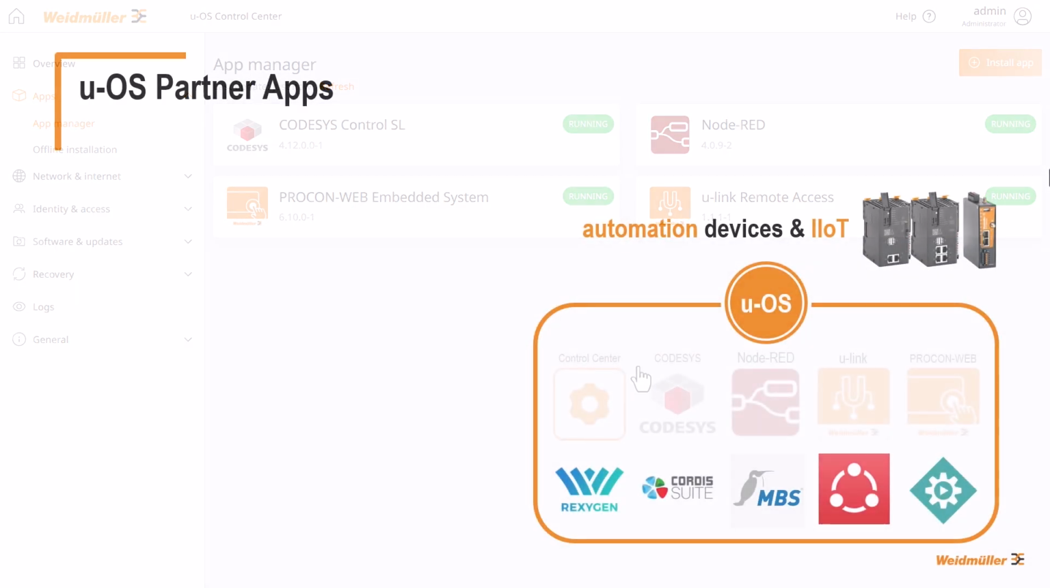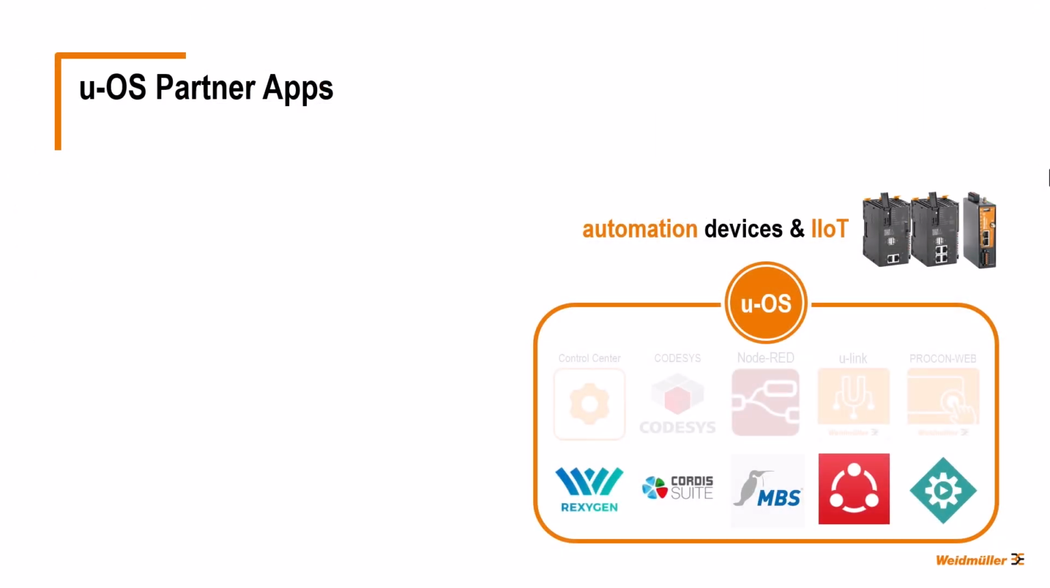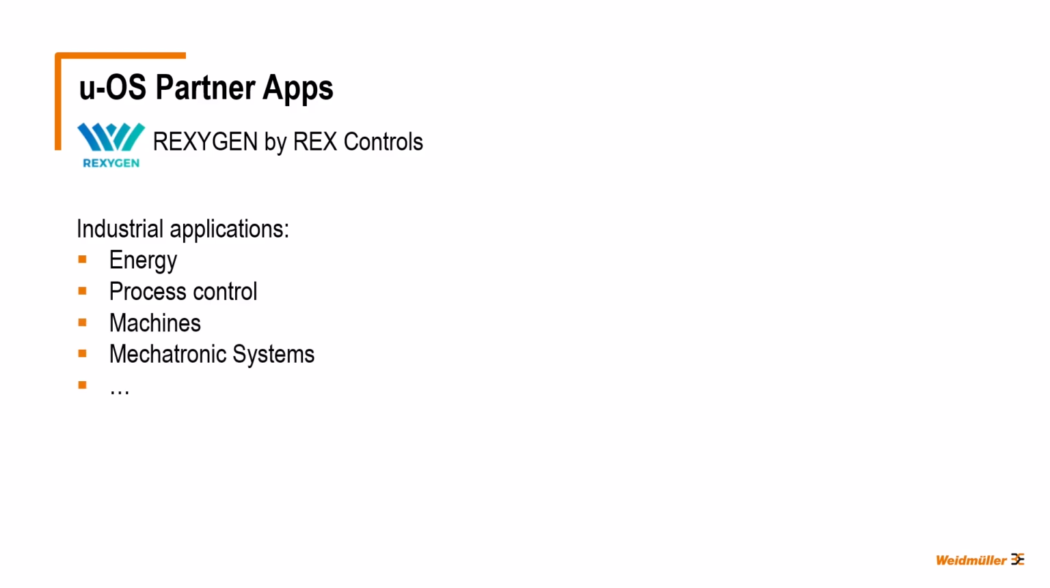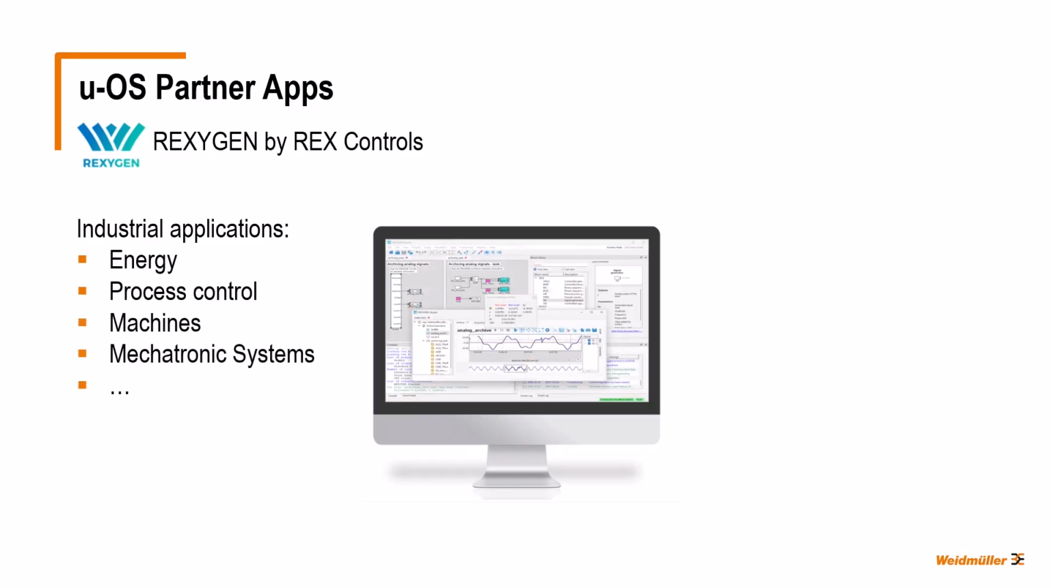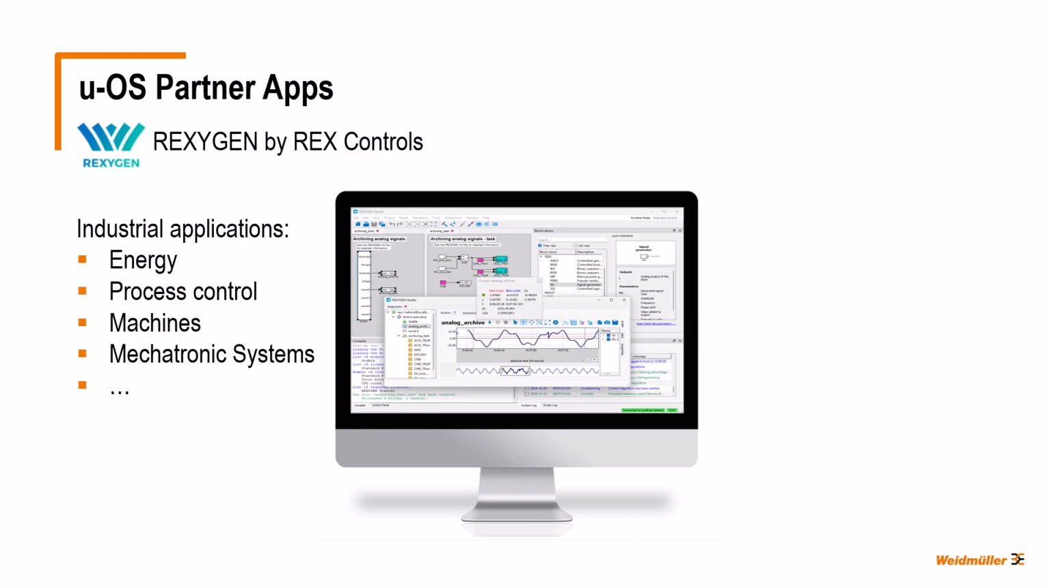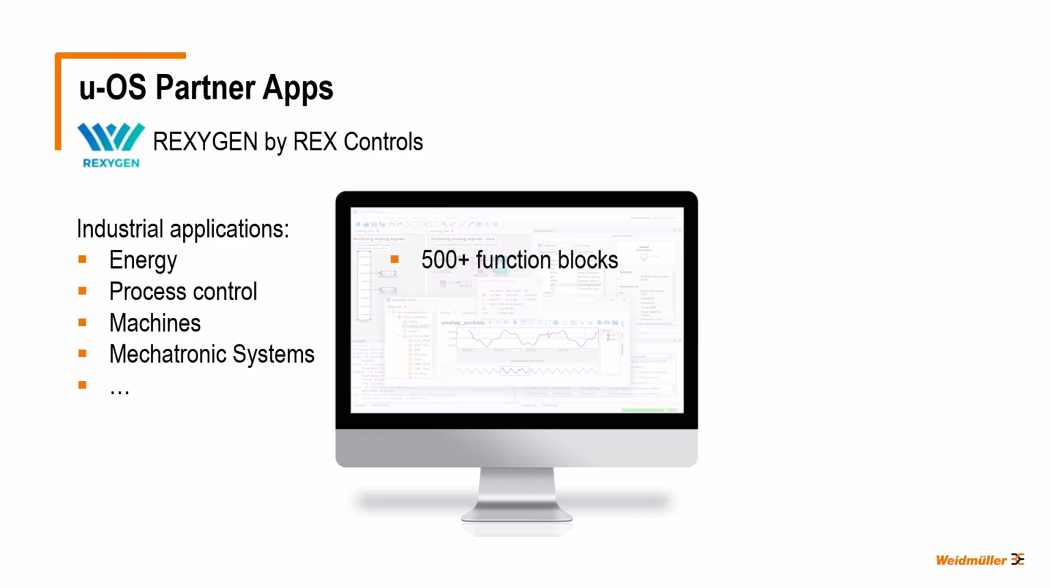Let's take a closer look at some of our partner apps and how they work. To begin with, there is Rexygen from Rex Controls. The Rexygen runtime operates reliably in demanding industrial applications, such as in energy, process control, and the control of machines and mechatronic systems. With Rexygen, you can configure advanced control algorithms graphically, with more than 500 function blocks at your disposal. This includes PID controllers with fully functional autotuners, adaptive and fuzzy logic controllers, and predictive control.